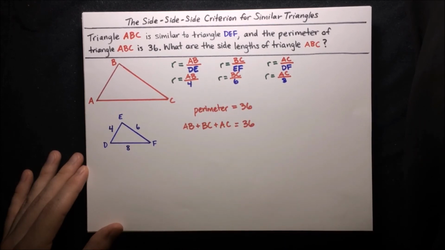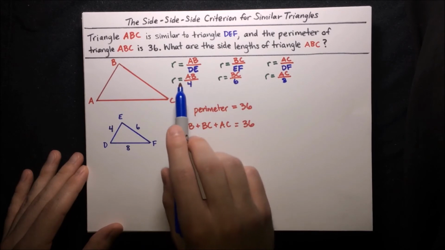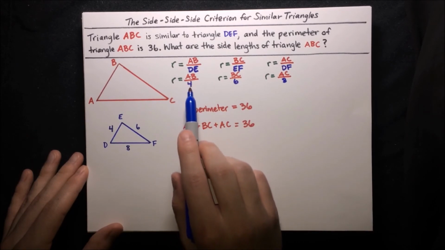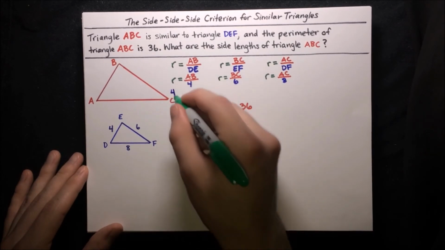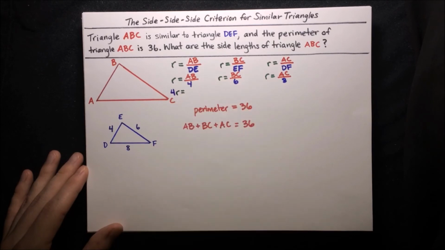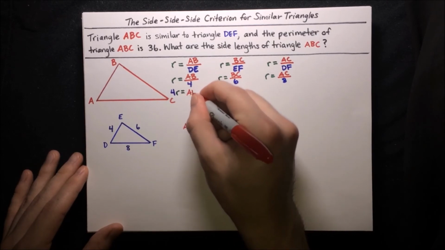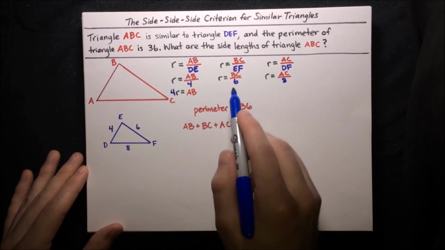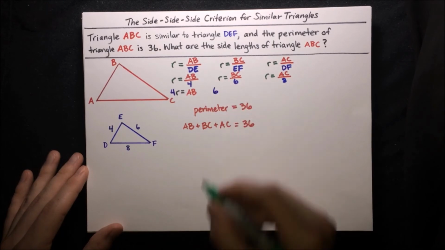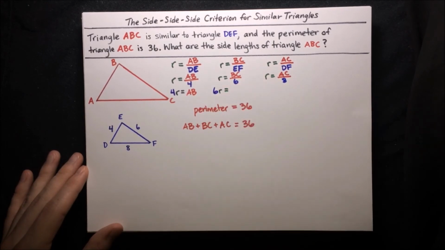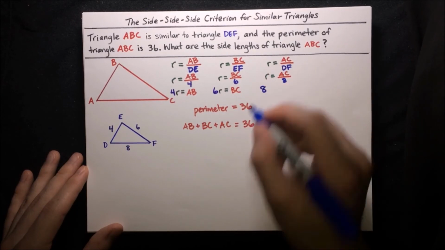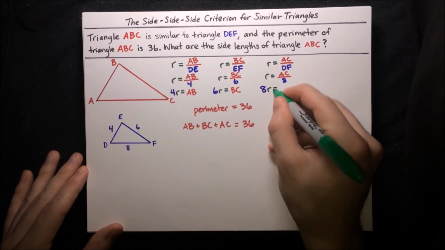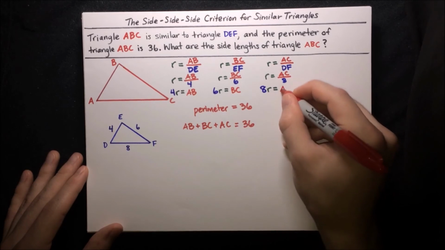So let's continue forward. Solving this first equation, r equals AB over 4, for AB in terms of r, we just need to multiply both sides by 4. And we get that 4r is equal to AB. Same thing for this next equation. 6r is equal to BC. And then 8r is equal to AC.